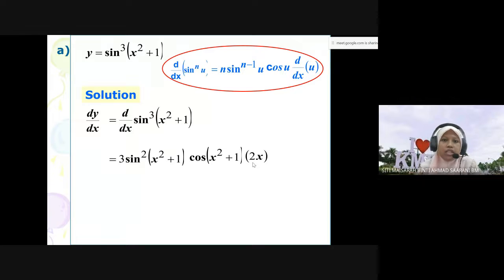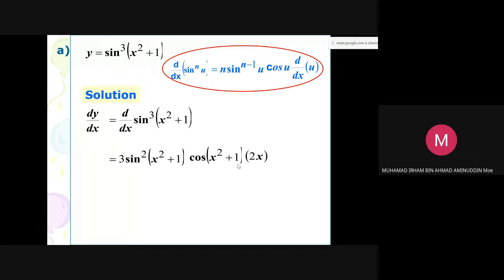So jadi dia macam tangga lah, macam bertingkat-tingkat. So first bawa turun kuasa, and then kuasa tolak 1, and then kita kena differentiate dulu dia punya trigo tu. After dah differentiate trigo, kena differentiate angle. So ada 4 step lah untuk part ini.